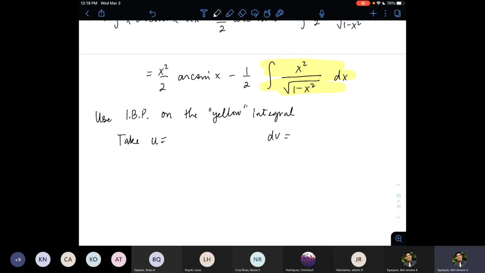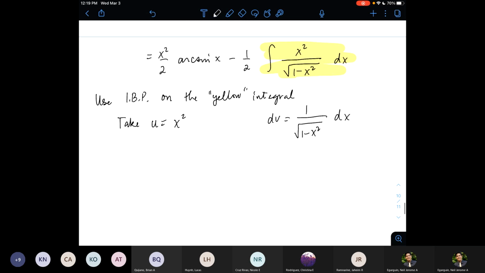I don't think ILATE will work here because both of them are algebraic. But the main guiding principle in choosing the u and the dv is that u should be easily differentiable, and dv is easily integrable, right? So I guess here I can let u be equal to x squared, and then dv is 1 over square root of 1 minus x squared dx.